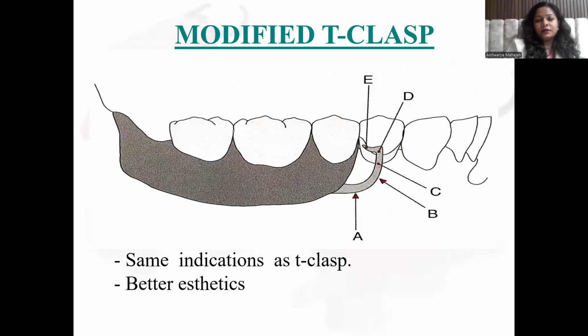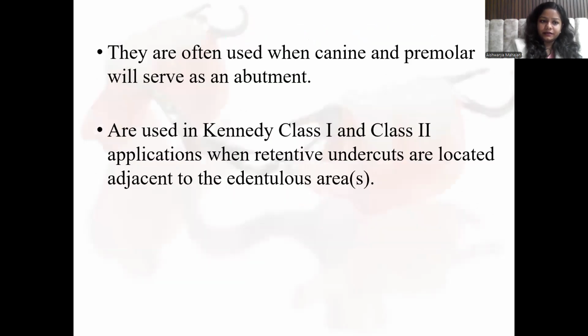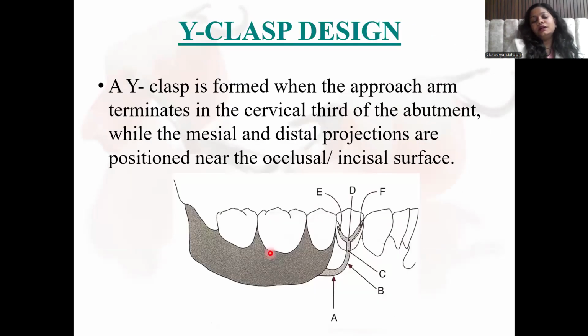Now there is a class which is known as modified T clasp. Here the components are the same as that of the T clasp, but the encirclement or the reciprocal arm is missing. It is the same as the T-clasp but has a better aesthetics. They are often used when canines and premolars will serve as an abutment. They are used in Kennedy class 1 and class 2 application where the retentive undercut is located adjacent to the edentulous area.